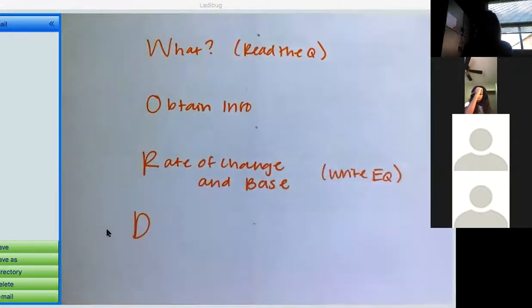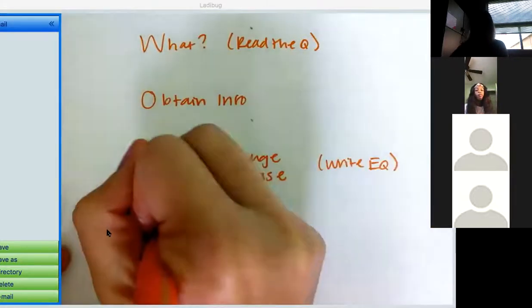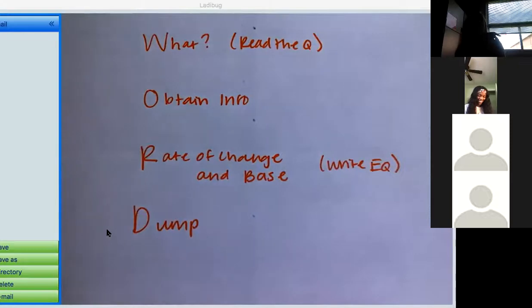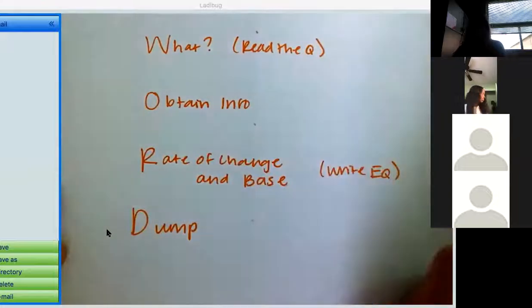And then what does the D stand for? Dump in. I call it dump. They were laughing at me because they said that sounds like you're taking a poop. And I was like, okay, dump. You dump in whatever numbers they give you into your equation. Are we okay with that?